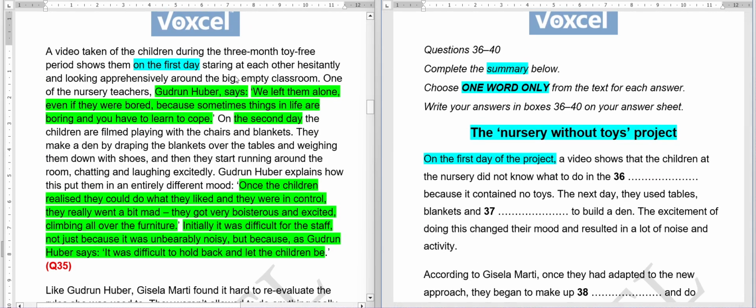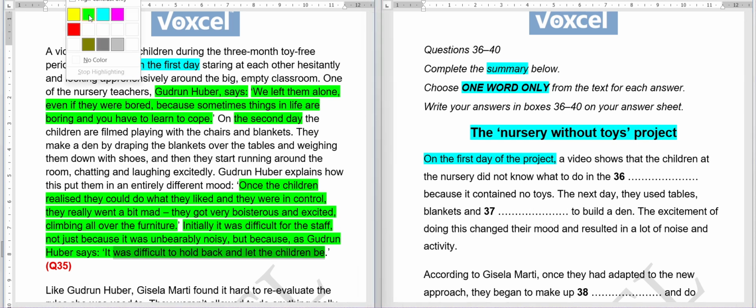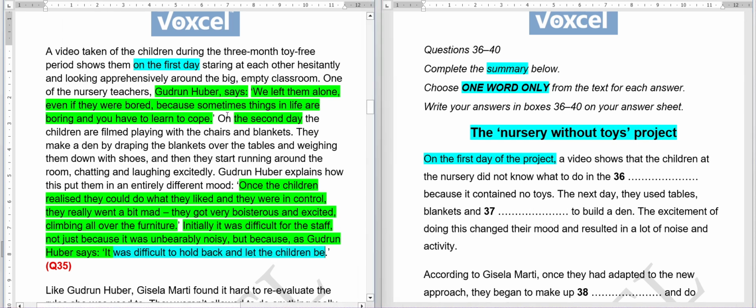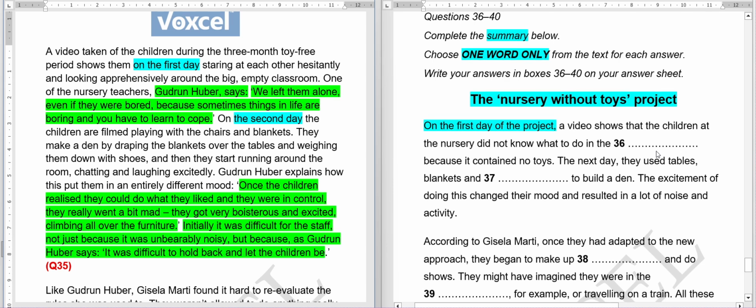So now we know this is the first day, this is the first day, and then it is the second day. Let me change the color. So it is about the second day. So let's read the 36th blank first. On the first day of the project, a video shows that the children at nursery did not know what to do in the blank because it contained no toys.